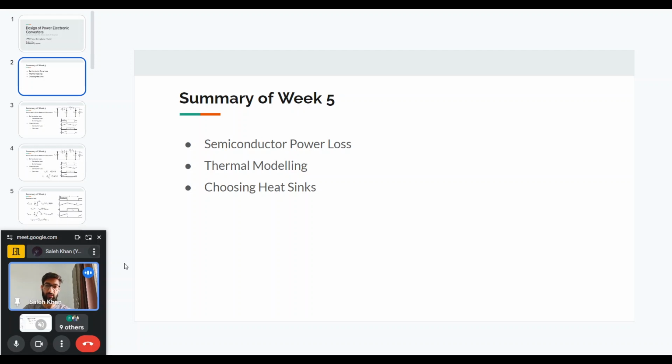We have to find exactly or approximately how much power loss is happening inside the device, and then see based on that power loss and the thermal resistances, the thermal circuit, what would be the temperature rise of the device. And based on that, we select a particular heatsink. So that is what we'll be going through in this session.